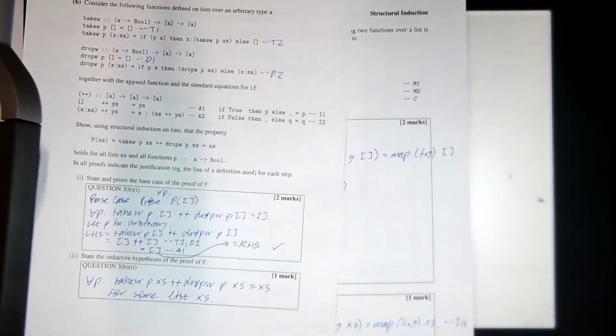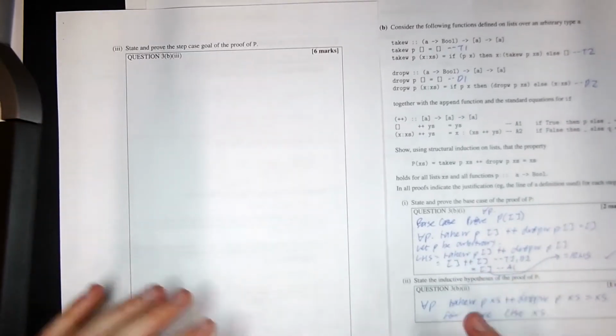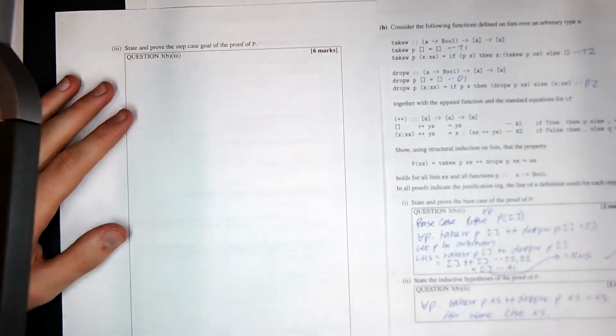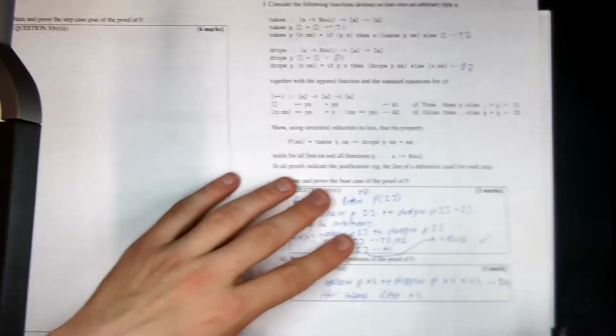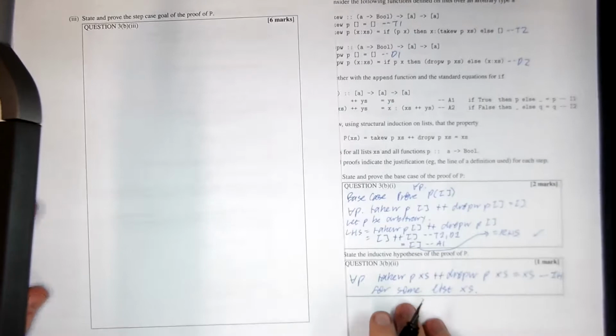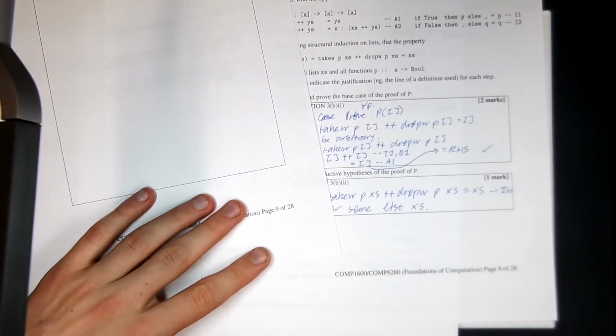Where's the next page? It's over here. State and prove the step case goal of the proof. Alright, so step case goal. Better label that inductive hypothesis. There we go. That's terribly blurry. Let me just focus that. It won't let me focus the recording. Well, that's okay, well, there it is.